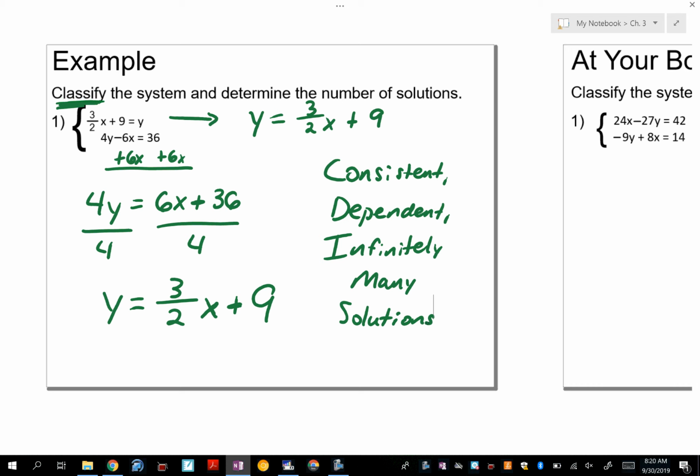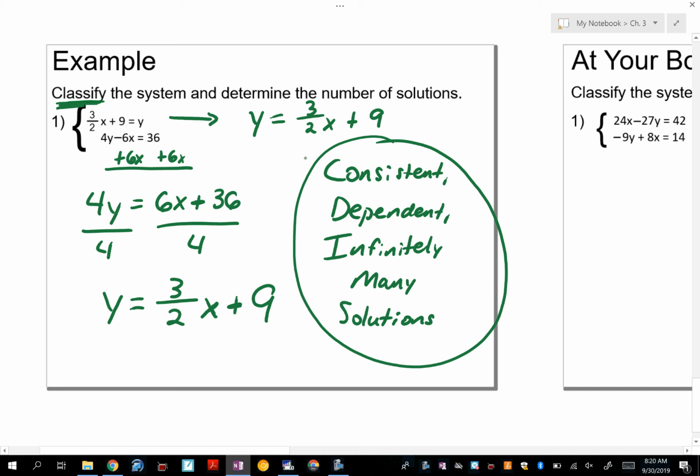So what I wrote in the word, what I did right here, I'll circle it, that is called classifying the system. It didn't ask me for the solution, Josie. It said, what is the classification of it? So when you do your homework, 3, 4, and 5 are going to be working on classifying. And you'll have to do all of this on the test next week.